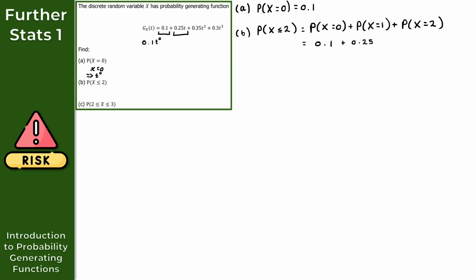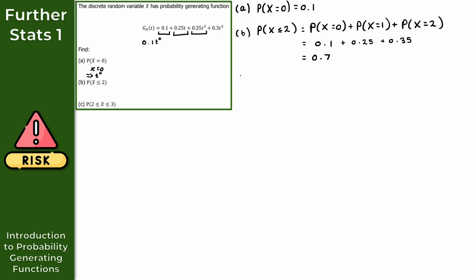And in that case then, the probability that x equals 2 corresponds to this term here and this coefficient. So that's going to be 0.35. Okay, so 0.1 plus 0.25 gives me 0.35. So 0.35 plus 0.35, we get 0.7 there. Okay, and there we have it. So that's the solution to part B.